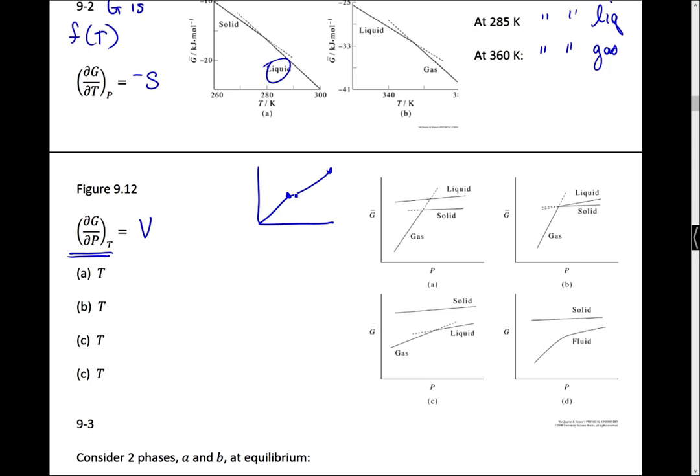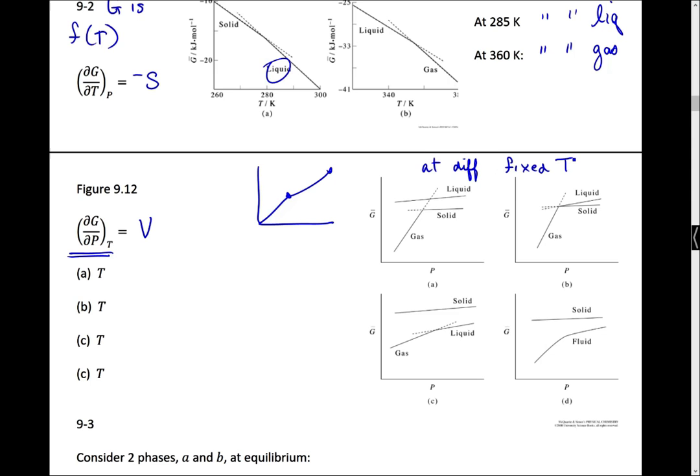So what we're looking at here is Gibbs energy. Gibbs energy is a function of pressure. What distinguishes one from the other is that we're using a different temperature, so at different fixed temperatures. That basically says that I'm starting somewhere here, increasing pressure, moving in that direction.